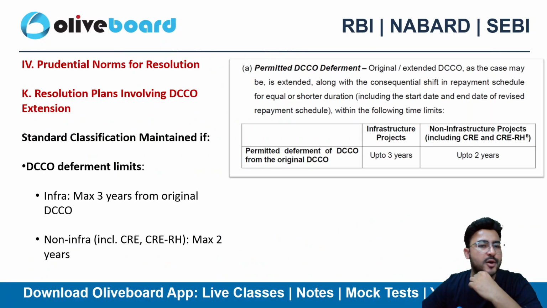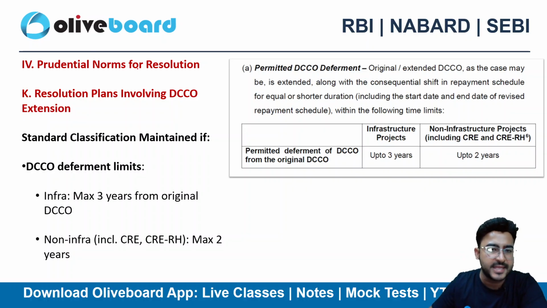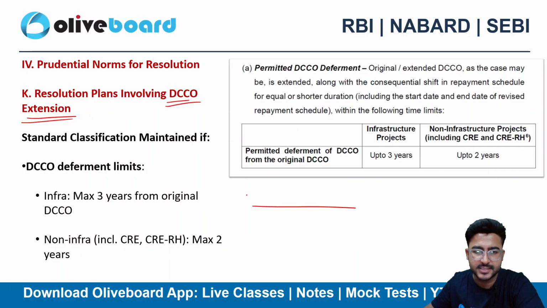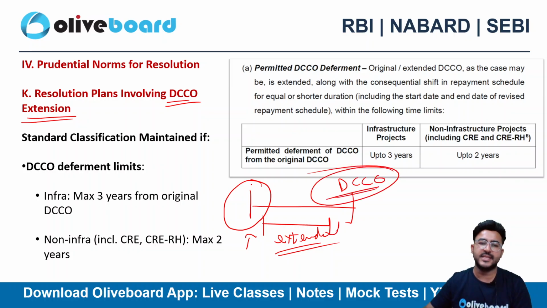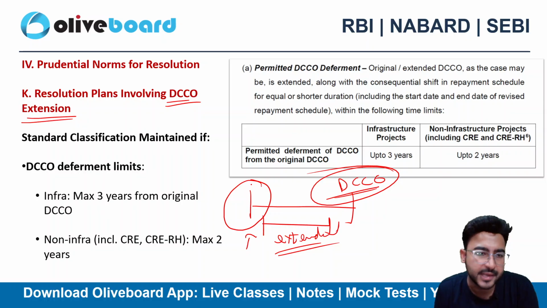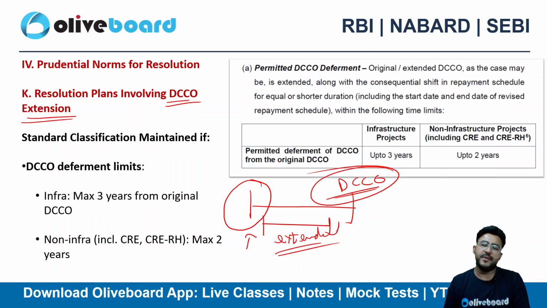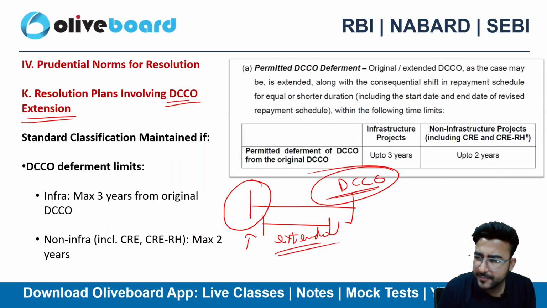Now prudential norms for resolution plans involving date of commencement of commercial operation extension. Let's suppose you have taken a DCCO extension, you were about to start from here, however you have extended it. You have extended the DCCO. So this is the extended DCCO, right? So what will happen? Will your account be treated as an NPA if you have extended your tenure?